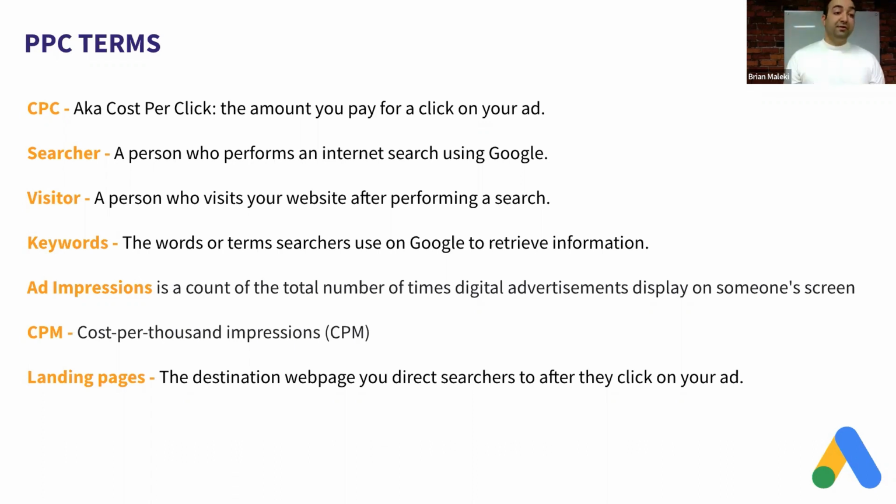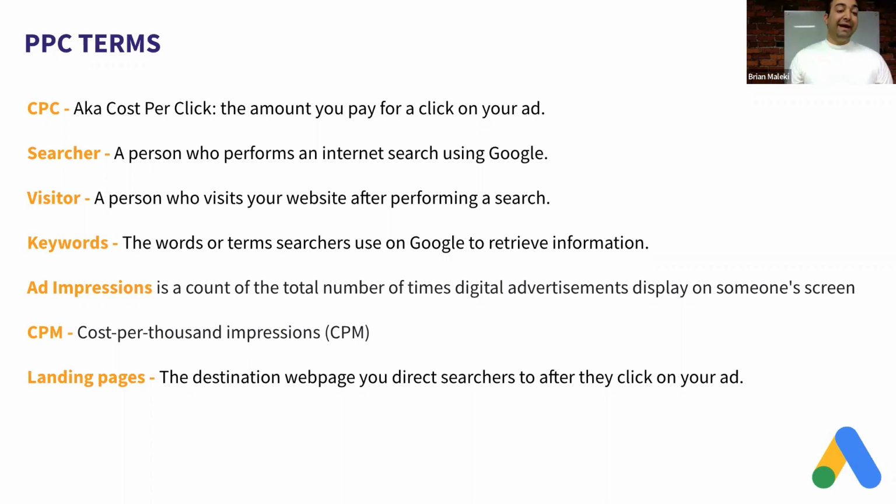And searchers are those people who go on Google and submit a search query to find a service or any product. We call them searchers. Also, we have visitors. Visitors are people who actually click on our ad and come to our website. We call them visitors. Keywords are the words or terms searchers use on Google to retrieve information and find those results. Also, we have ad impressions.